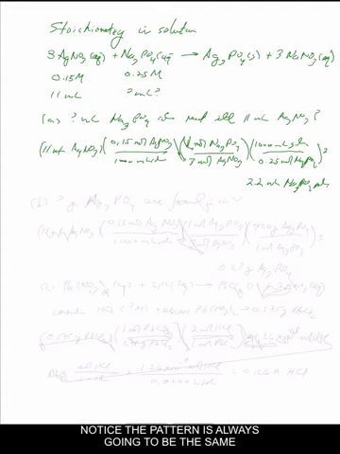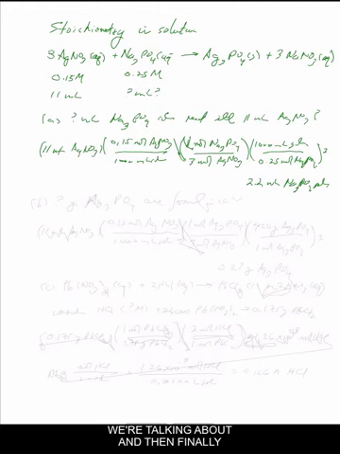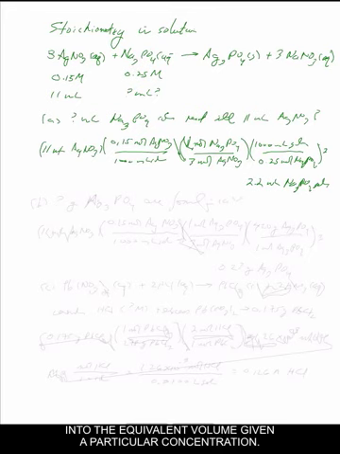Notice the pattern is always going to be the same in these kinds of problems. I start with a volume of one solution, convert it to the number of moles by applying the molarity as moles per 1,000 mL, use a stoichiometry ratio between the two substances we're talking about, and then finally I use the molarity of the second solution upside down. That's the whole point about ratios. They can always be written one side or the other to convert the moles of the second reagent, in this case sodium phosphate, into the equivalent volume given a particular concentration.